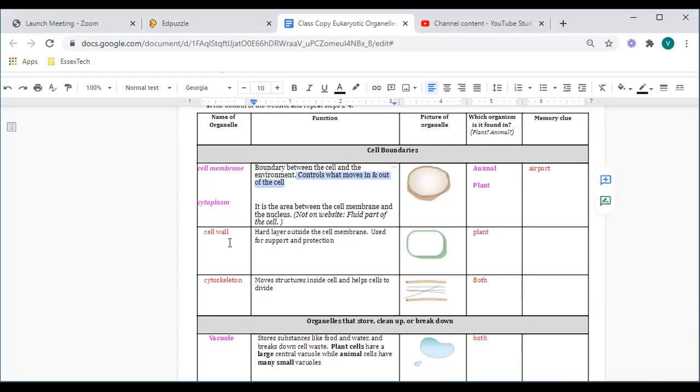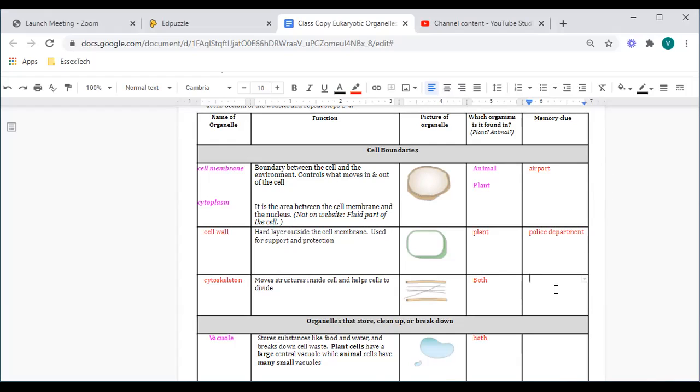All right, the cell wall, it's only in plants. It's a hard layer outside of the cell and it's there for support and protection. So what in the city is there for support and protection? We can think of the police department, and they're there to help us or to support us and protect us. All right, the next one, the cytoskeleton, it moves structures inside the cell and helps the cell to divide.